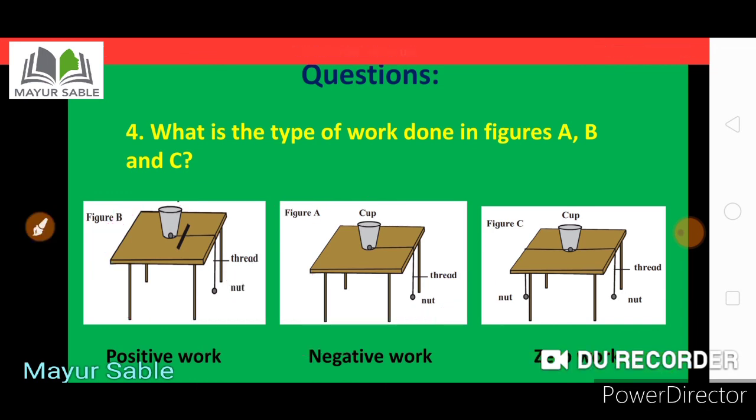And in the case of C, two equal forces are going to work against each other, therefore that will be a balanced force and the work done. That means there will not be displacement of the cup and the work done will be 0. So we now conclude what is the positive work, what is the negative work, and what is the zero work. Thank you.